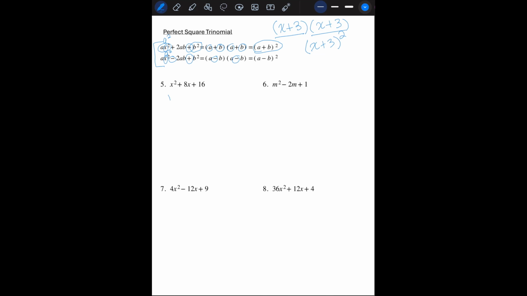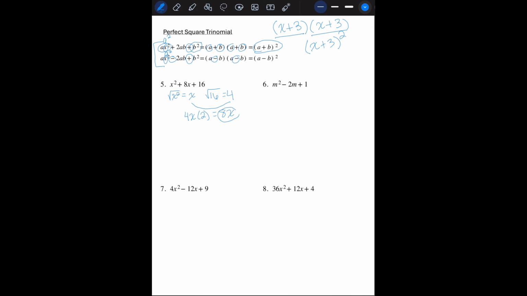We're going to take the square root of the front. The square root of x squared is x. Then we're going to take the square root of the back. The square root of 16 is 4. Then we're going to multiply these two numbers and double them. So 4x doubled times 2 is 8x.